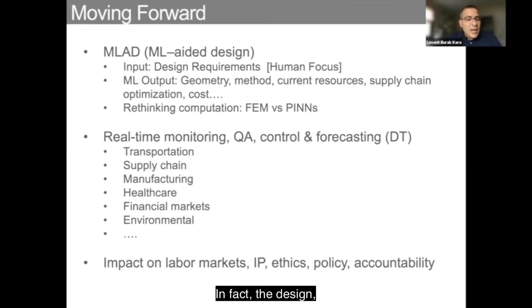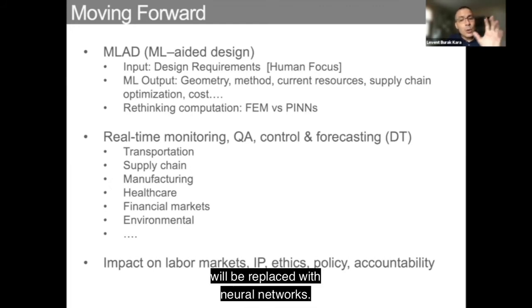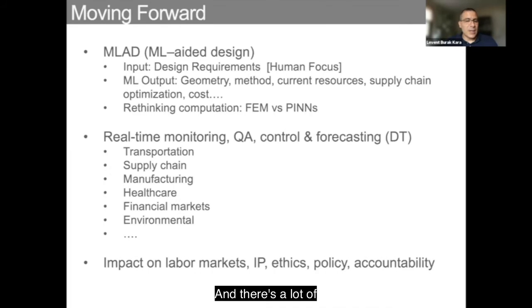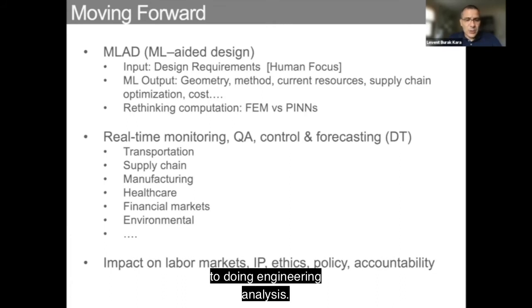In fact, the design, as we know, as a geometry, should no longer be what the human touches. A geometry, the shape, should be the product of the requirements that the humans are putting forth. Also, with many interesting advances in what are called physics-informed neural networks, I think we're headed in a direction where classical finite element solvers and partial differential equation solvers will be replaced with neural networks. We will no longer need to do 3D meshing, for instance, and PINNs can actually solve very complex problems through simply point sampling. And there are a lot of very interesting developments in the space of neural approaches to doing engineering analysis.